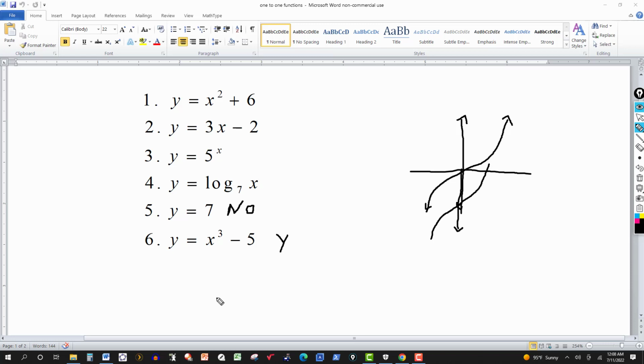Now, one of the things you should know, if you haven't already covered it: if a function is one-to-one, it's going to have an inverse function. So only functions that are one-to-one will have an inverse function. If it's not a one-to-one function, it could still have an inverse, but it's not going to be a function. It'll be a relation.